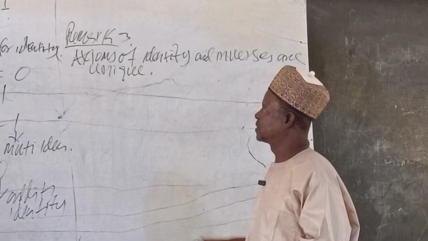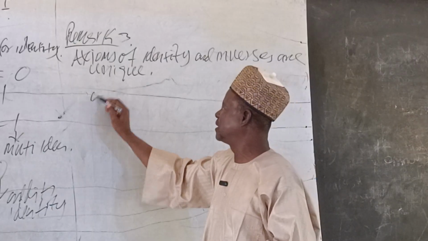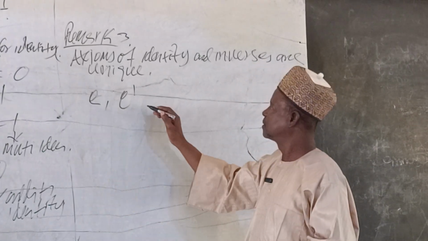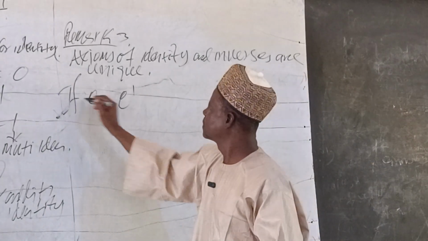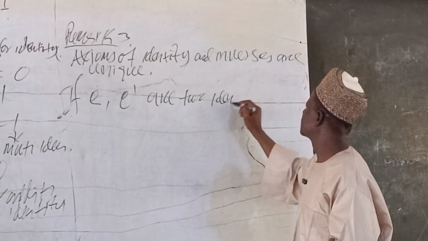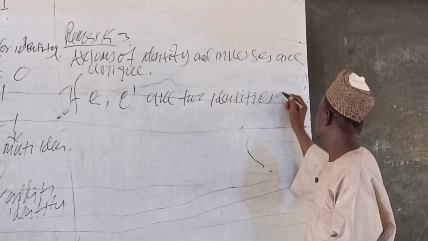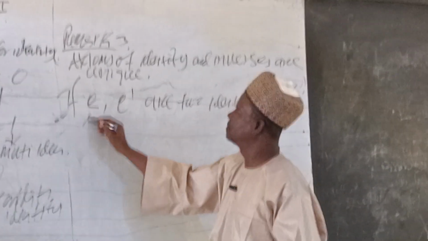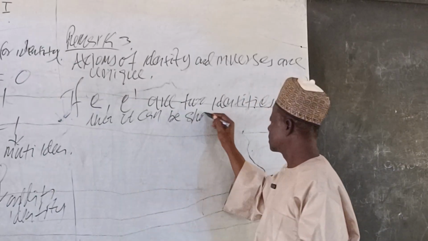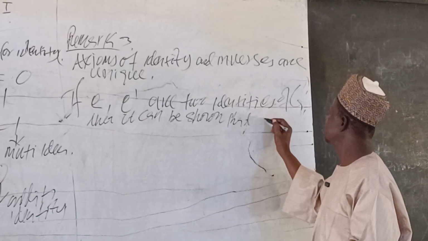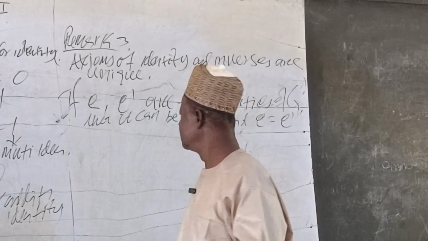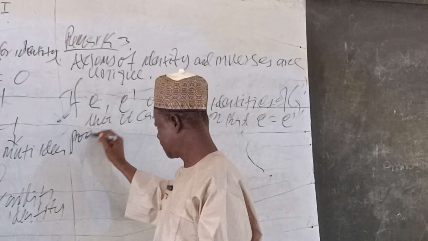Especially, for example, uniqueness of identity: if you have two identities, E and E dash, of the same group G, then it can be shown that E will be the same as E dash. They are the same. Is it clear? You can prove it, proof.